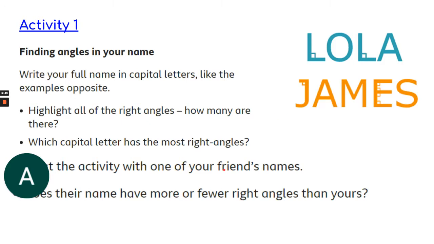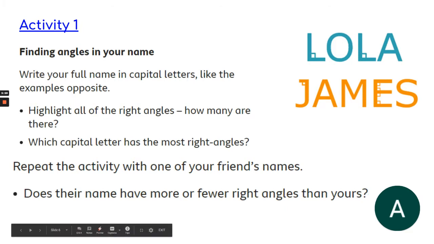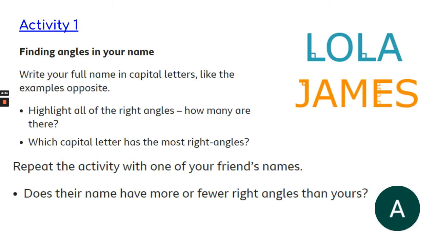I want you to look at which capital letter has the most right angles. It would be good to repeat the activity with another name, your friend or a sibling, or your mum or your dad. Does their name have more or fewer right angles than yours? If I show you the next slide, you'll see mine.